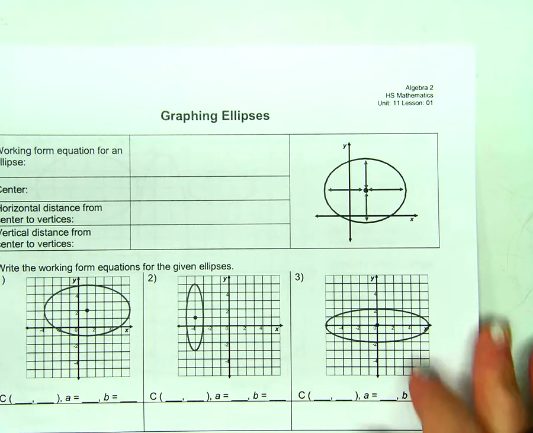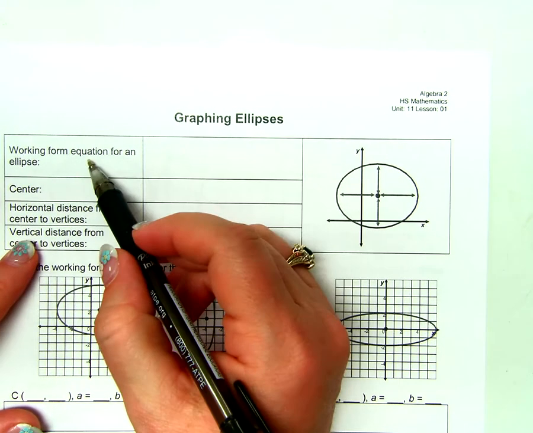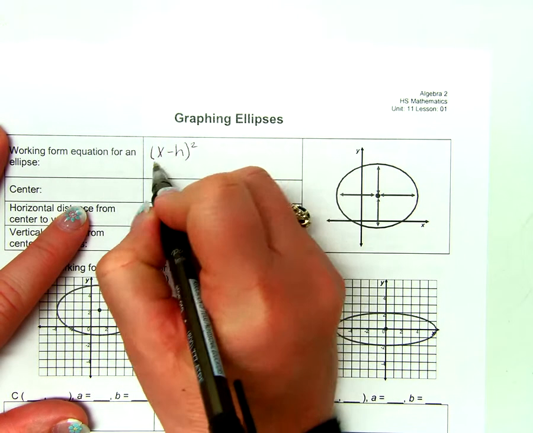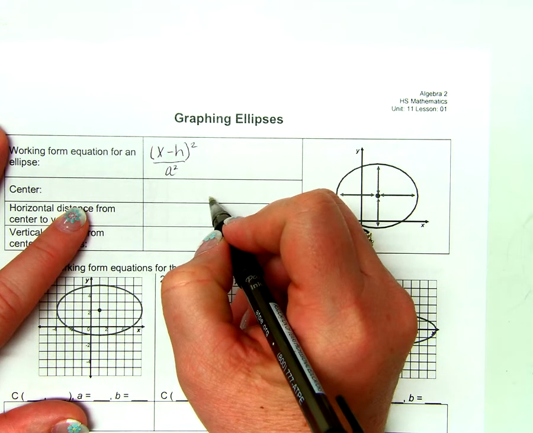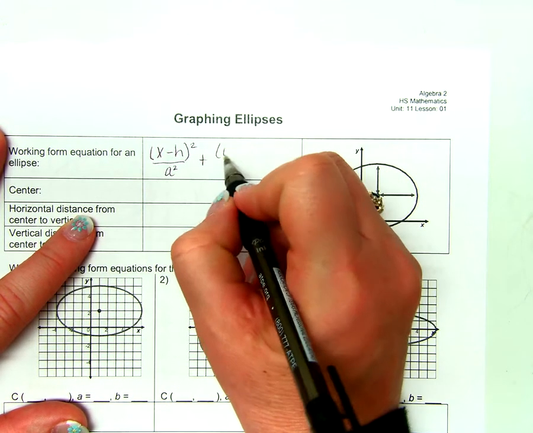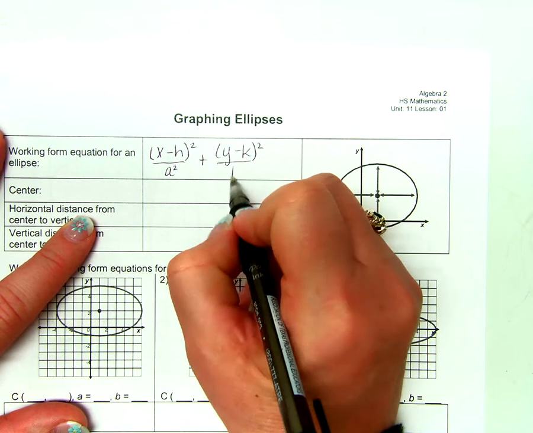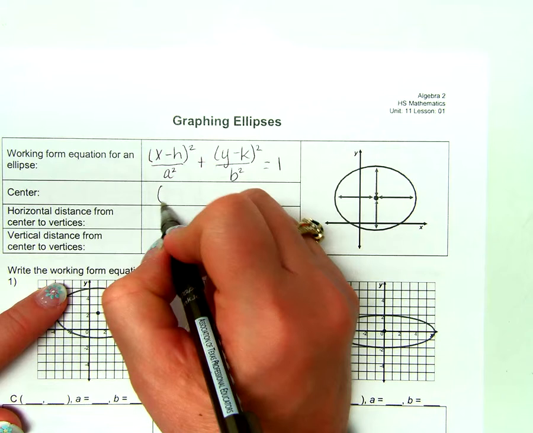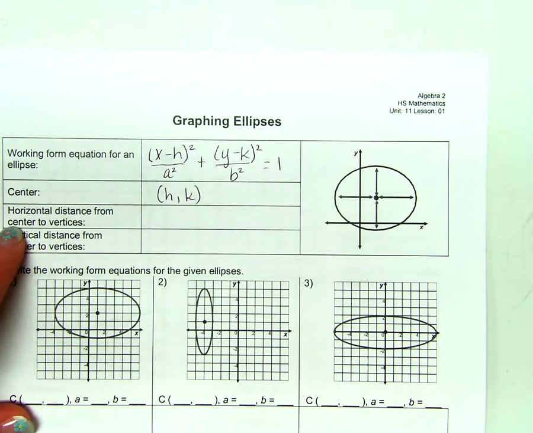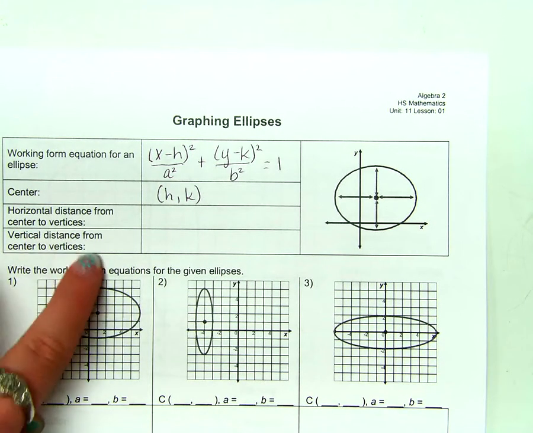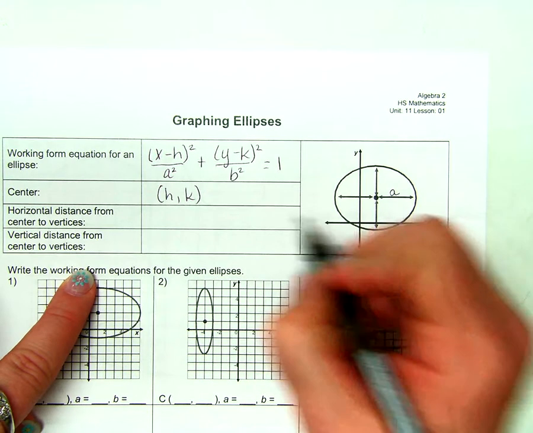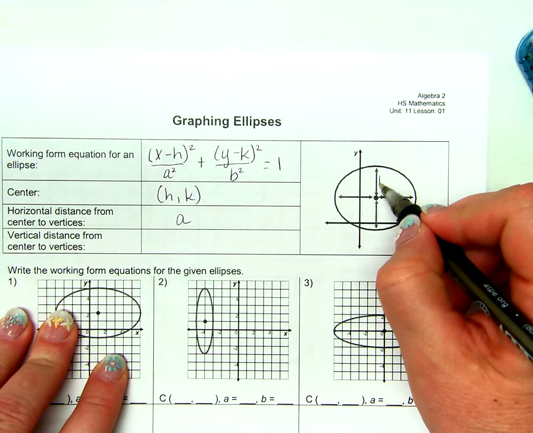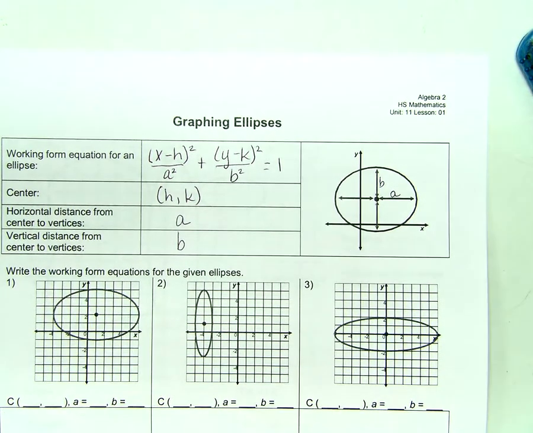So the working form of an equation for an ellipse is (x minus h) squared over a squared plus (y minus k) squared over b squared equals 1. Where's the center? (h, k). What is the horizontal distance from the center to the vertices? That's a. What's the vertical distance from the center to the vertices? b. Okay?